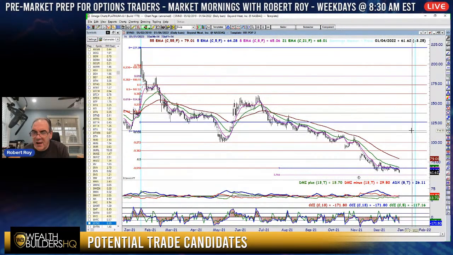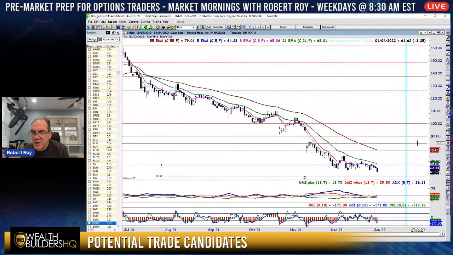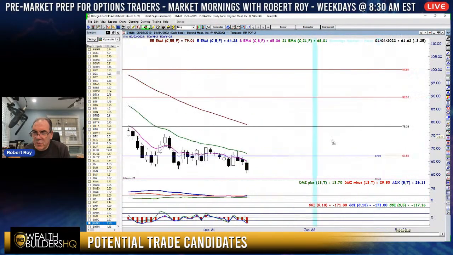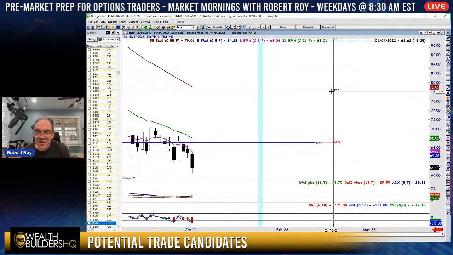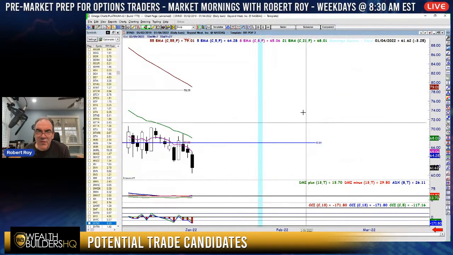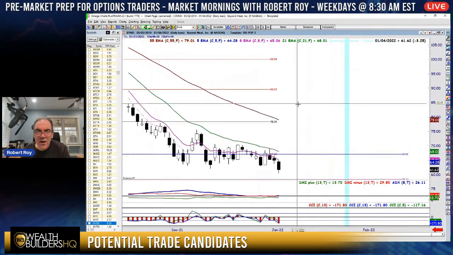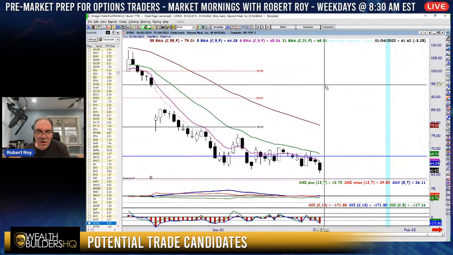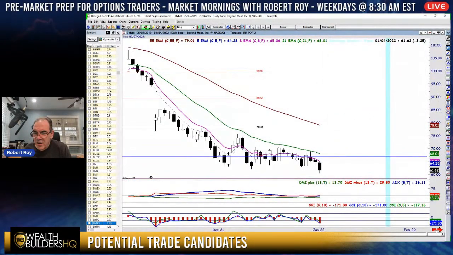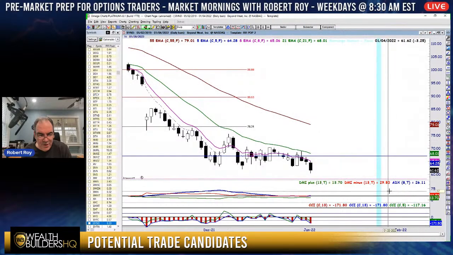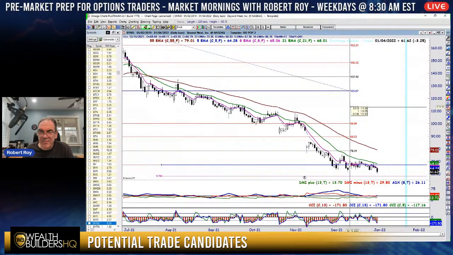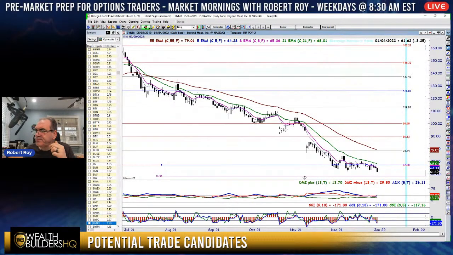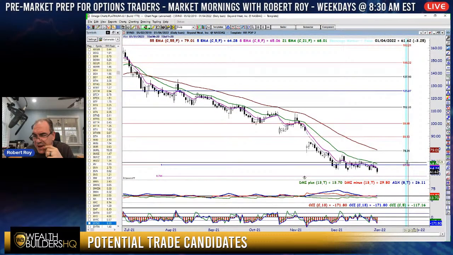Why do I not have numbers here? I don't know why I lost my fibs there. Pull these over a little bit. Got to be able to read the numbers. Can't help me if it can't read them. All right. So we're at 65.80 right now.